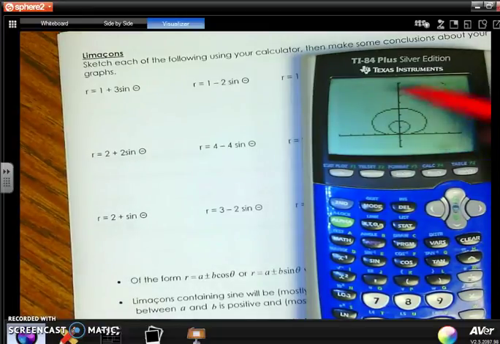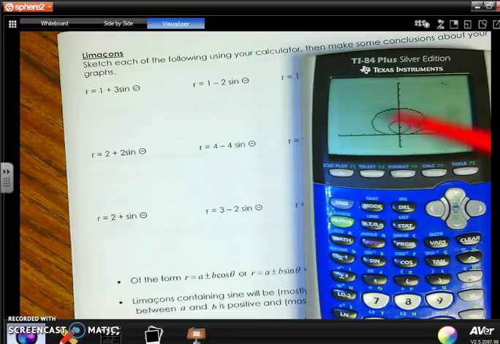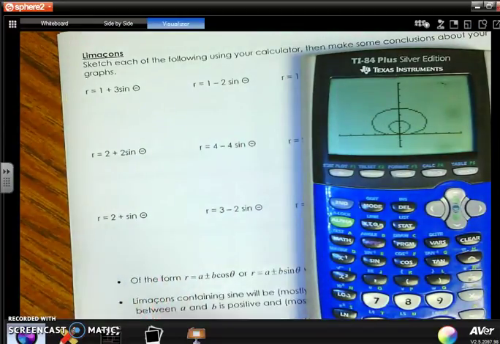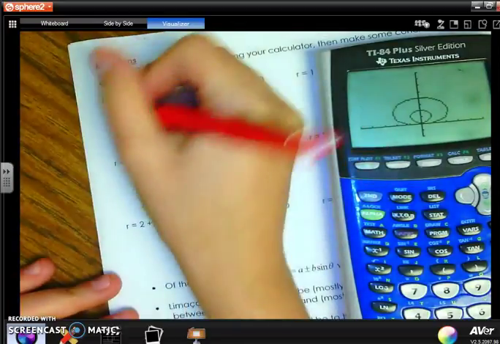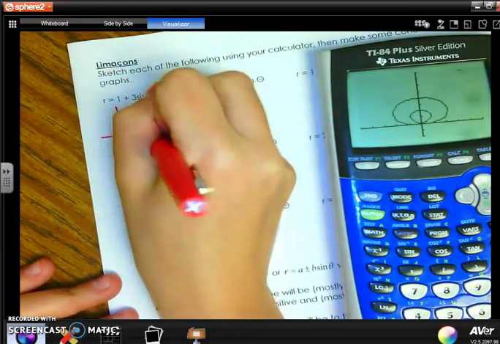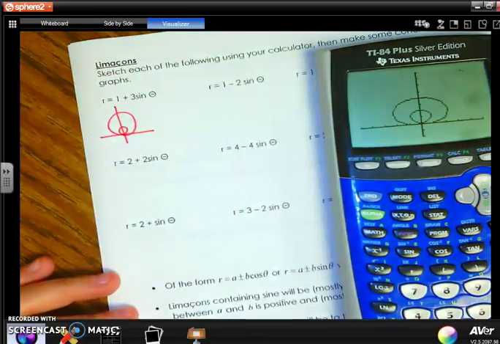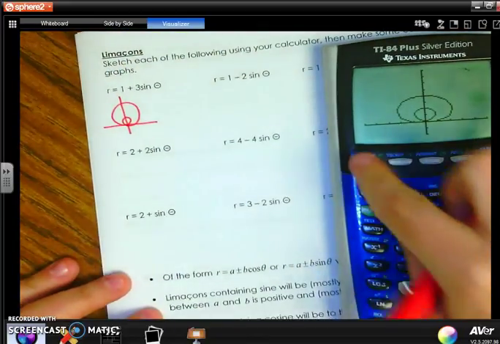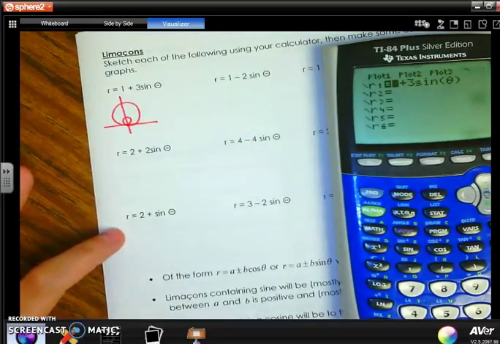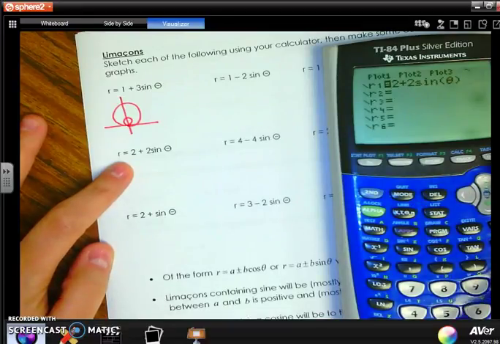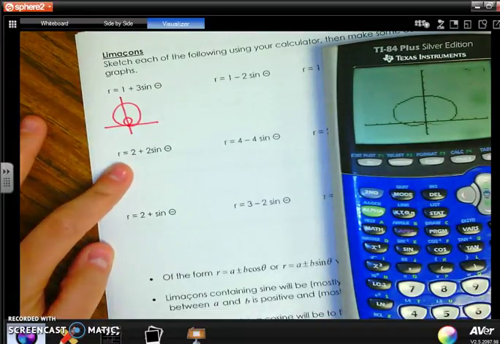Now, what you'll see here is what I call a loop. This is still a limaçon, but this is the subcategory. This one has a loop. So go ahead and graph the rest of these. Actually, I'll graph this one with you. So here, we'll put this here, and it goes something like this. Now, I'm going to work vertically down the page. I'm going to say 2 plus 2 sine theta, and we're going to graph that one.